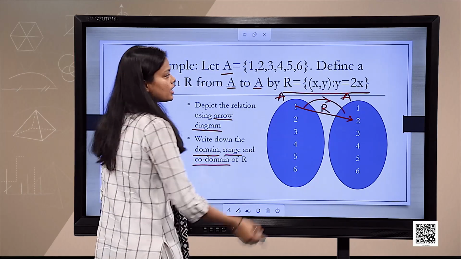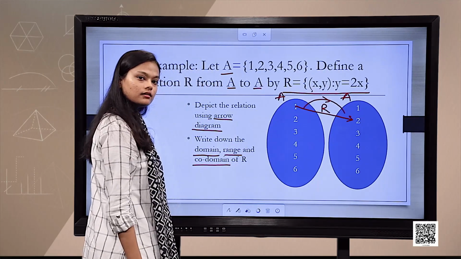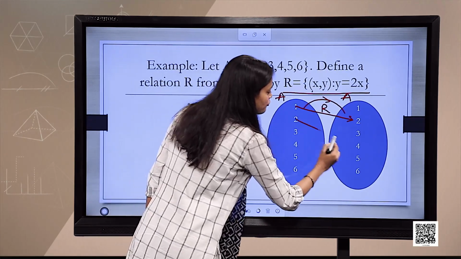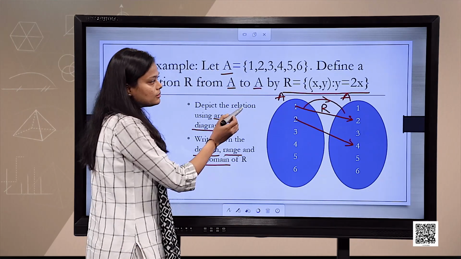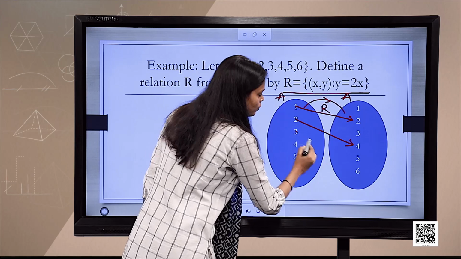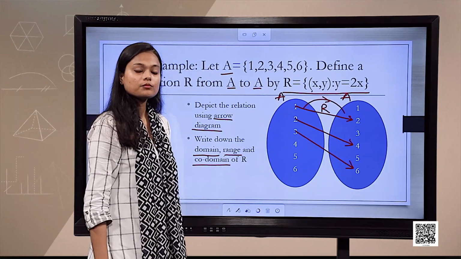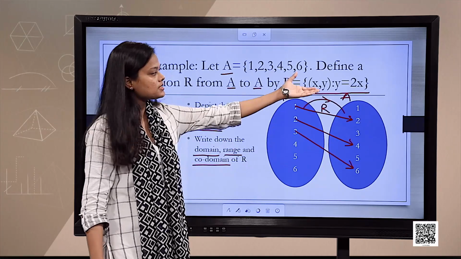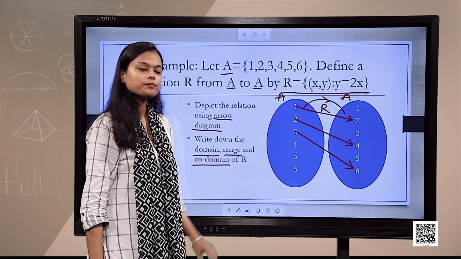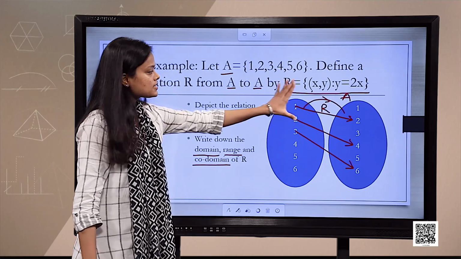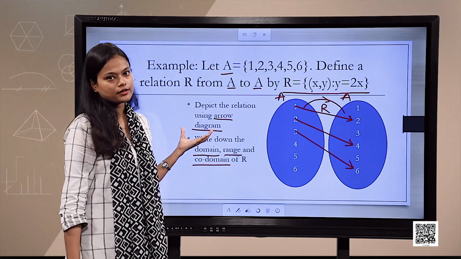Okay? Now, image of 2 will be 4. And image of 3 will be 6, because they are related with this relationship. This is how they are related to each other. This representation is representing our arrow diagram.